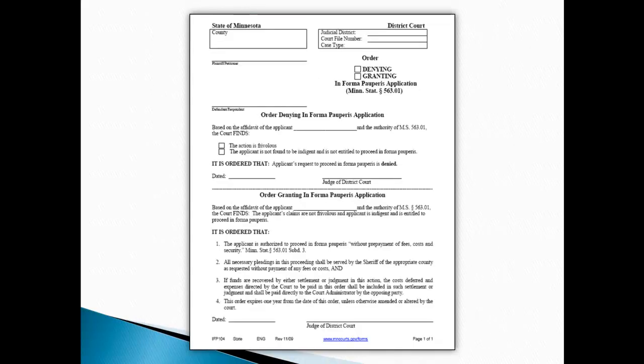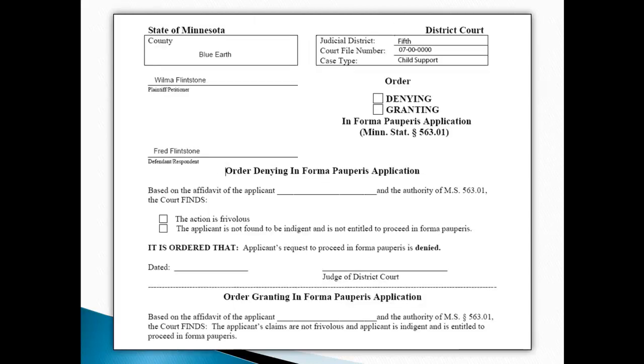The Order Denying or Granting In Forma Pauperis form is the only other form you will need to complete. Notice on the bottom left-hand corner of the form is IFP 104. On this form, you will only fill in the caption of the form: the county, judicial district, court file number, case type, and names of the parties. The rest of the form will be completed by the judge.